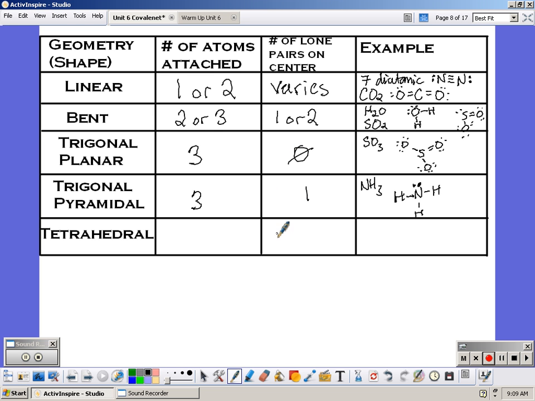A tetrahedral atom or molecule has 4 atoms attached and no lone pairs. The classic example is methane. So you have carbon, and then you would have 4 hydrogens bonded. Now these are just classic examples of our different shapes. These are not the only ones that have these shapes.